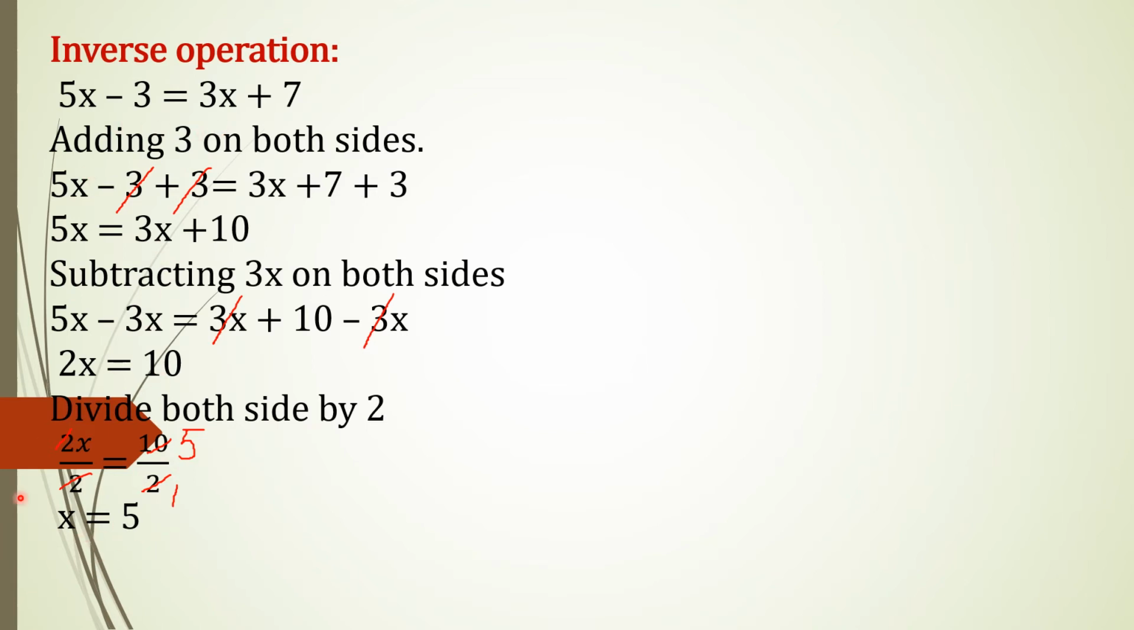Now this was the inverse operation method. Now the same equation I'll solve by the transpose method. You can use any of these methods to solve the sums. In the transposing method, you have to bring the variable to one side, either the left hand side or the right hand side. The variables have to be on one side and the numbers on the other side.